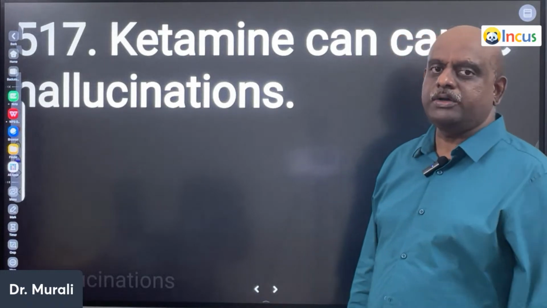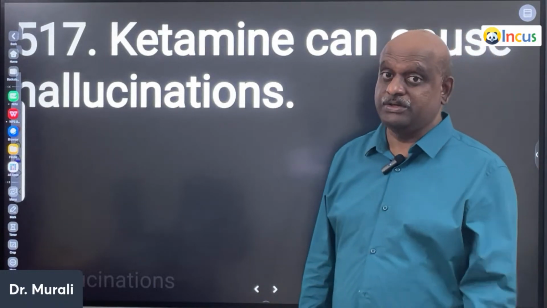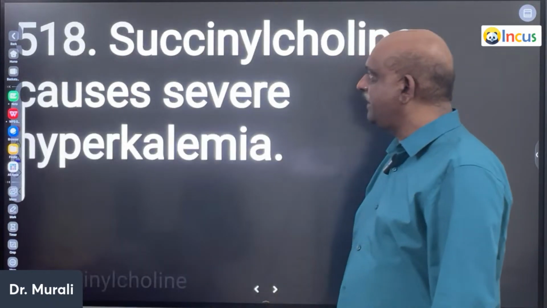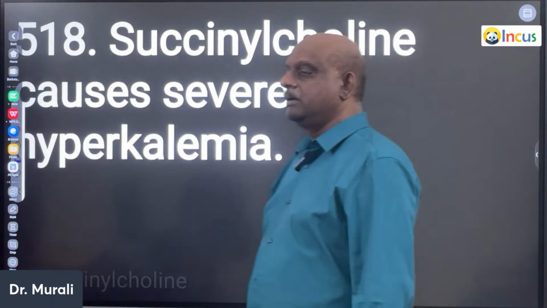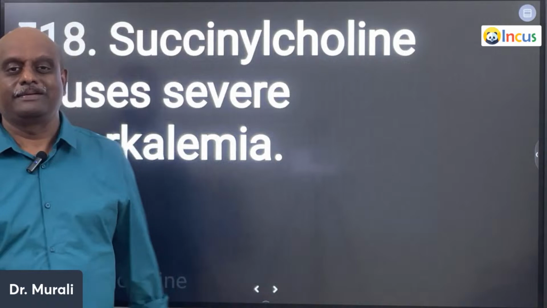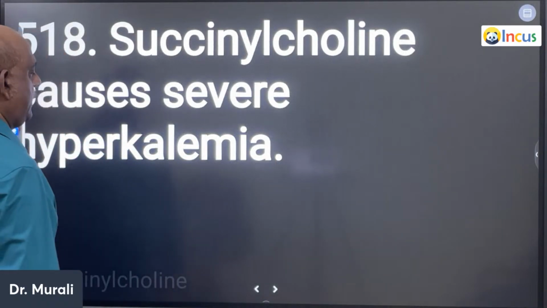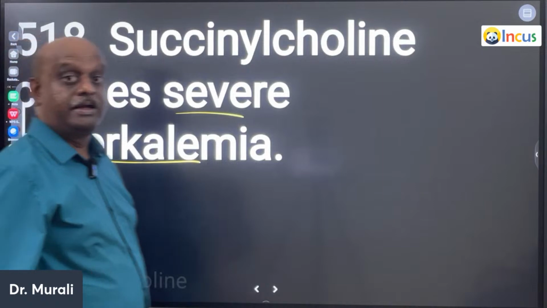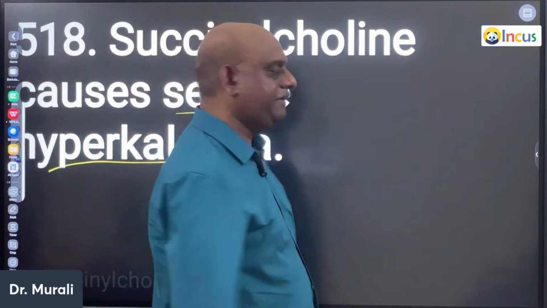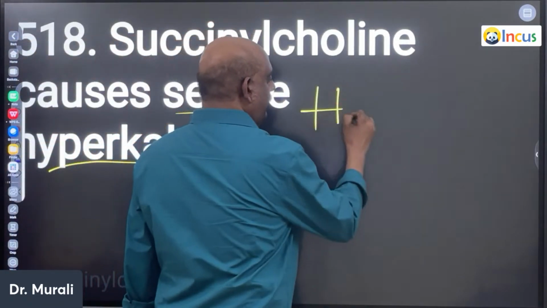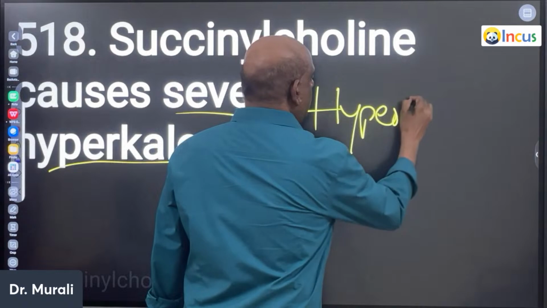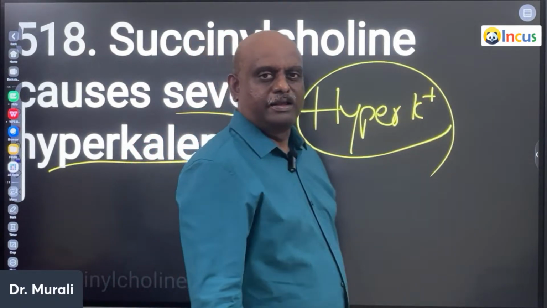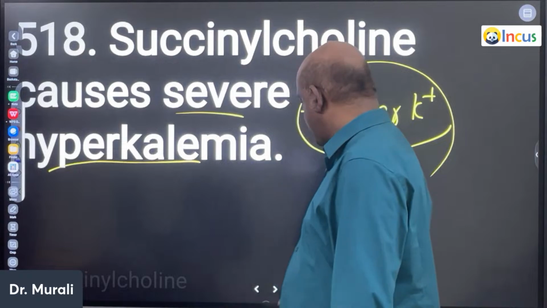Ketamine can cause hallucinations, emergence delirium. They're all the side effects of ketamine. Succinylcholine can cause a very important dyskalemia. What is that? Hyperkalemia. Hyperkalemia is the complication of succinylcholine.